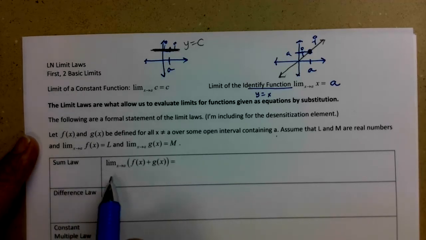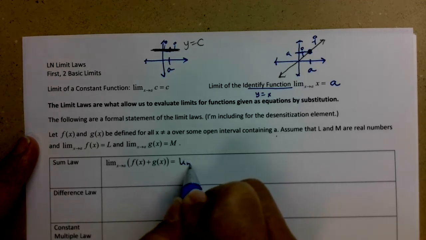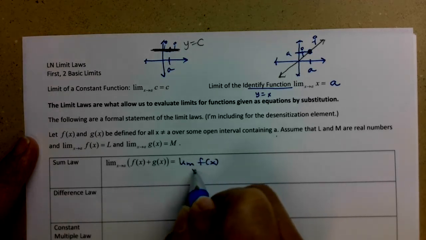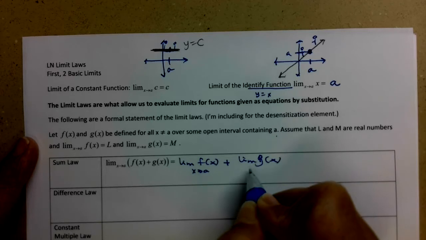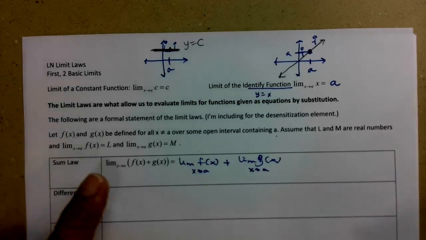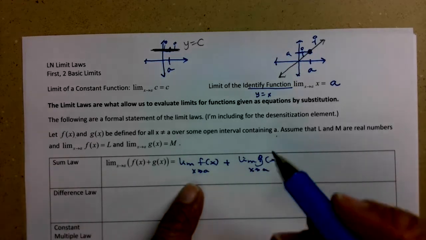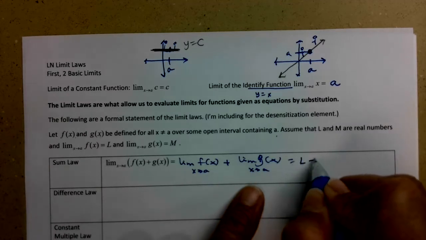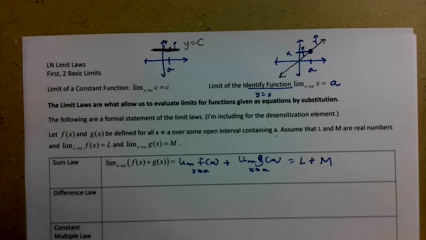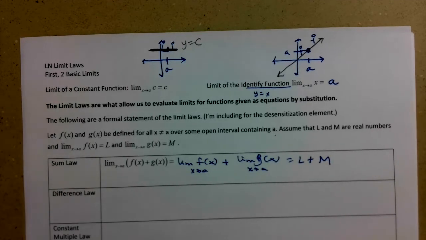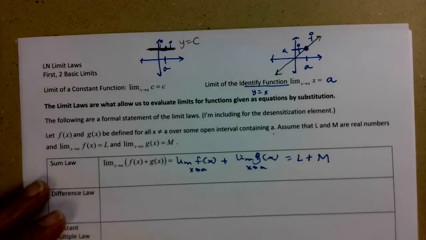So the sum law: the limit as x approaches a of f of x plus g of x is the limit of f of x as x approaches a plus the limit of g of x as x approaches a. The limit of a sum is the sum of the limits. And the limit of f is L, and the limit of g is M. So if we have two functions that are added, we can just find each individual limit and then add those together.